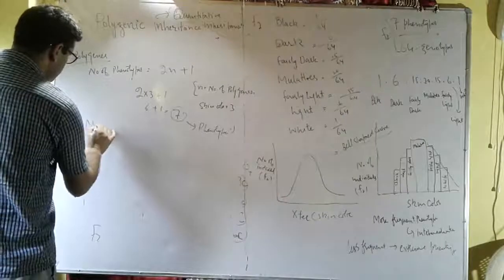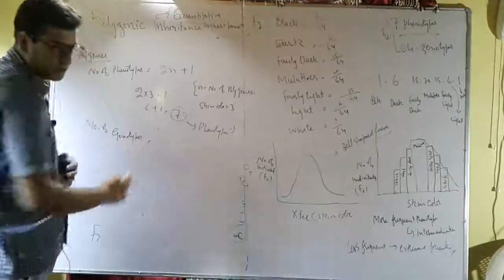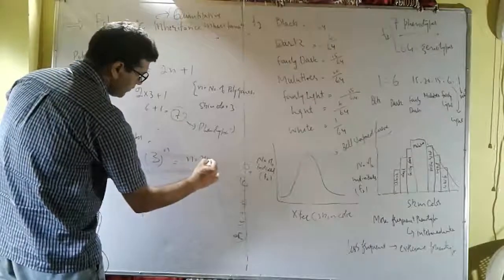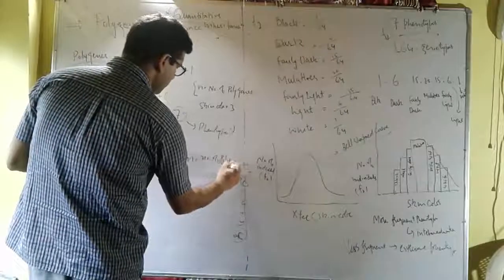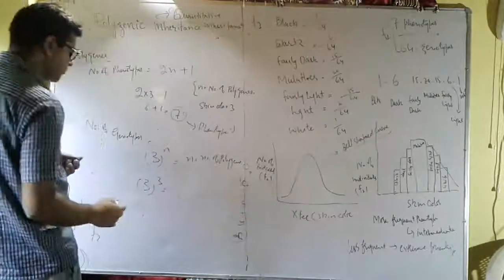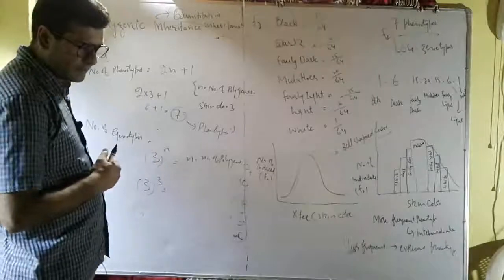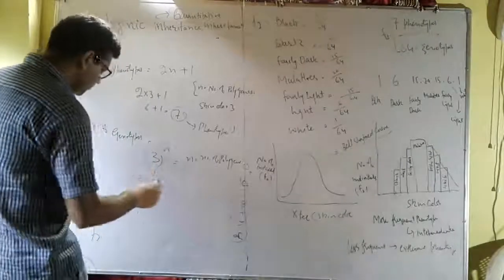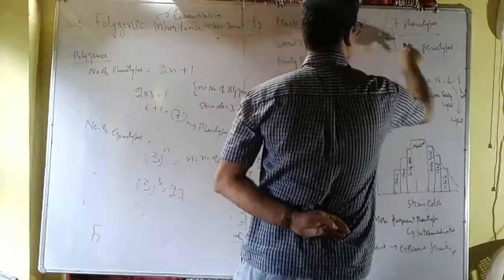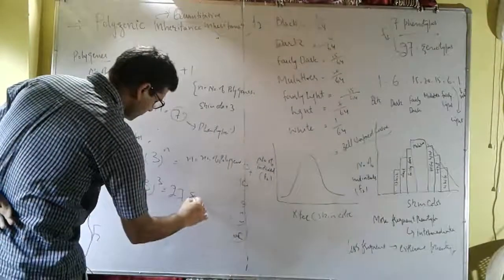The number of genotypes is calculated by the formula 3 raised to the power n, where n is the number of polygenes. So we have 3 raised to the power 3, that is 3 times 3 is 9, 3 times 9 is 27. That means 27 genotypes are formed.